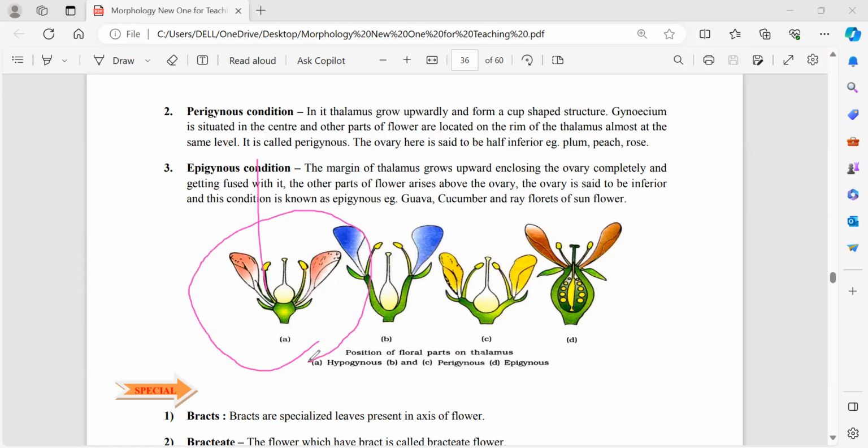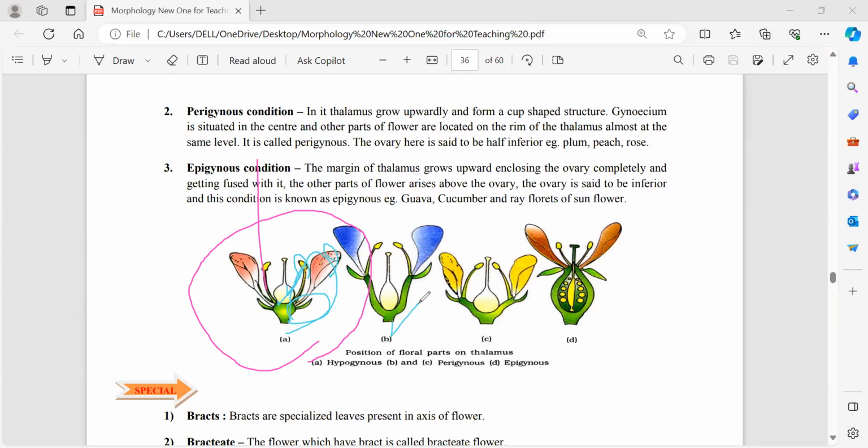Here the ovary is superior. Tell me, what is the position of the ovary? Ovary is superior, sir. The ovary is above all other parts. The lowest part is the sepal calyx, the second part is the corolla, and the third part is the stamens or androecium. All these three parts are below the level of the ovary. Ovary is superior, and so this condition is called hypogynous condition.